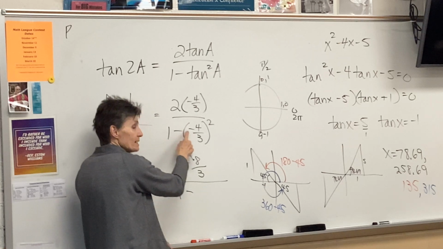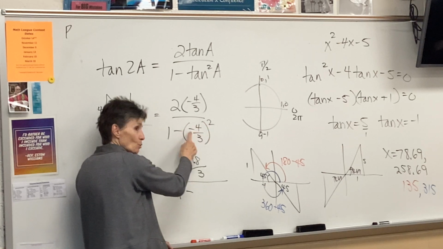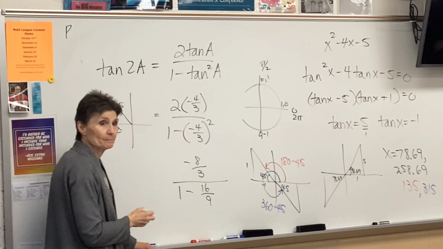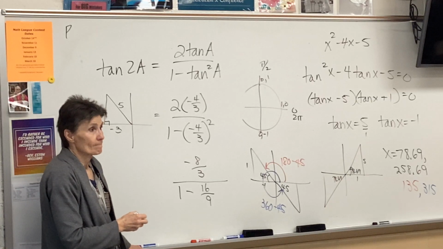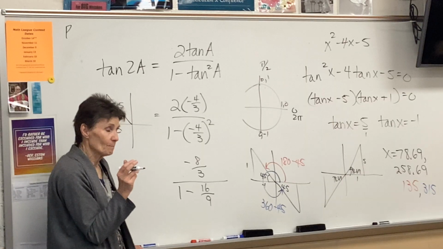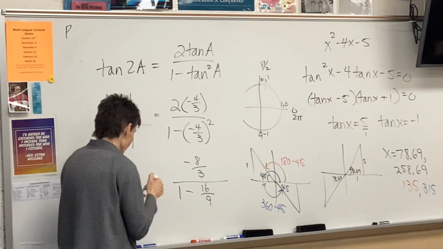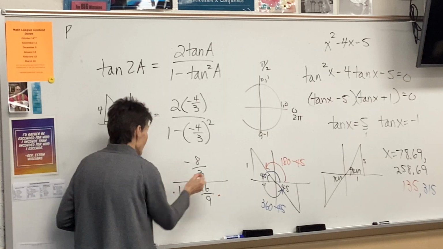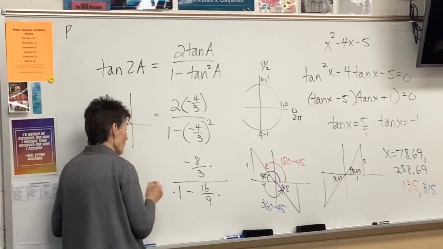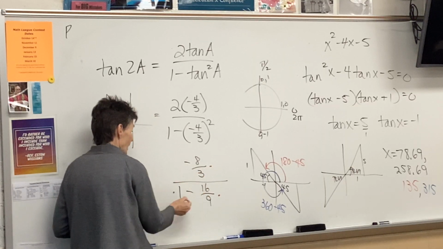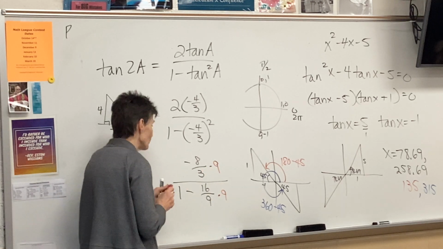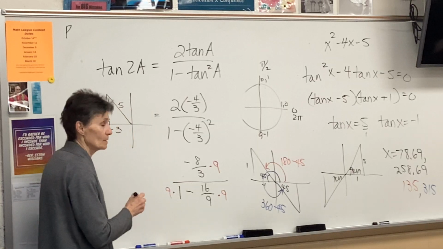Minus, do not cancel these negatives, because that one is getting squared out. So this is going to be 1 minus 16/9. You have to simplify it somehow. When I do these problems, I prefer to multiply everything by the common denominator. So what's the common denominator of 3 and 9 and 1? 9. So I'm going to multiply everything by 9. You do not have to do it this way, but you have to end up with my answer.